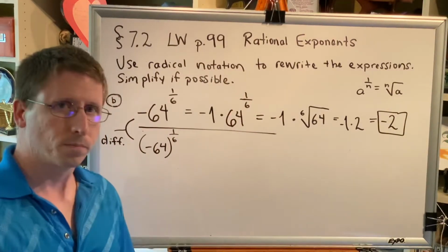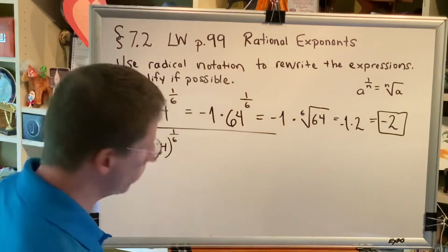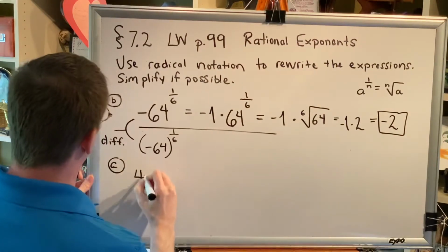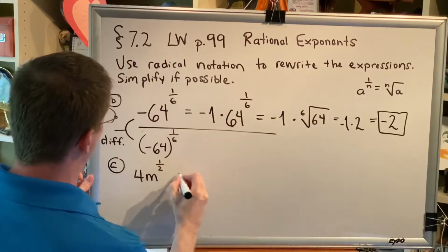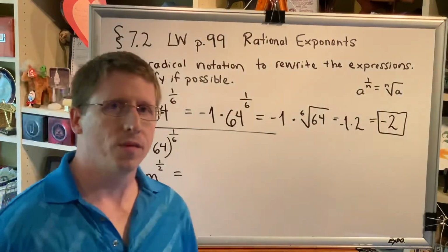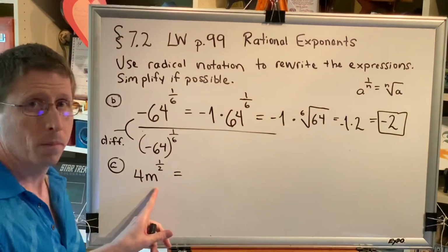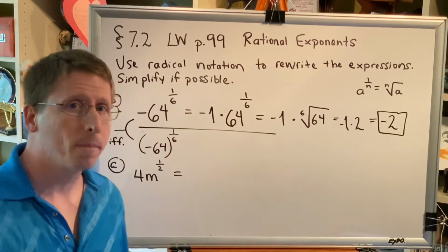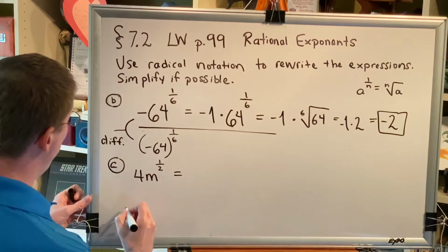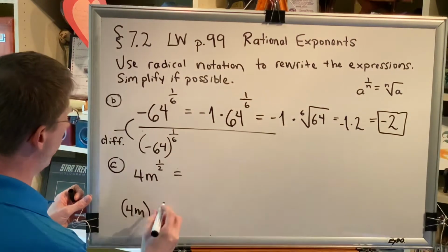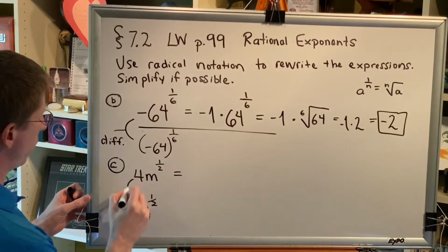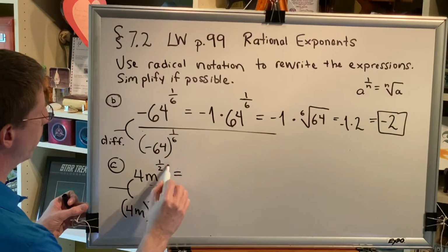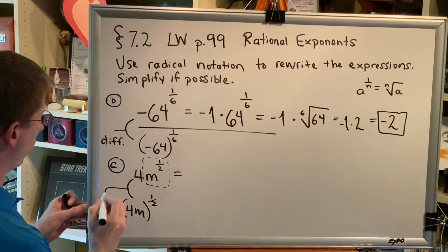All right, let's try one more. C. 4m to the 1/2 power. What's the base of this exponential expression? Is it m or is it 4m? The answer is m. If we wanted the base to be 4m, then both the 4 and the m would have to be in parentheses. And since there are no parentheses, that indicates that our base is simply m. These are different.